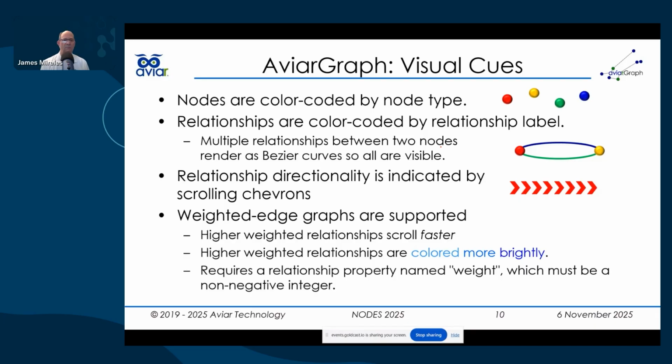Nodes are color-coded by type, of course, and relationships likewise. Multiple relationships between the same pair of nodes are rendered as Bezier curves so that you can see them rather than single lines on top of each other. Because directionality matters in Neo4j, depending on the data set, directionality is indicated by flowing chevrons, and you can also add a weight property to your relationship, which will determine how fast the chevrons scroll and how brightly they are colored. If they're less significant, lower weighted, then they will scroll more slowly and the colors will be desaturated.